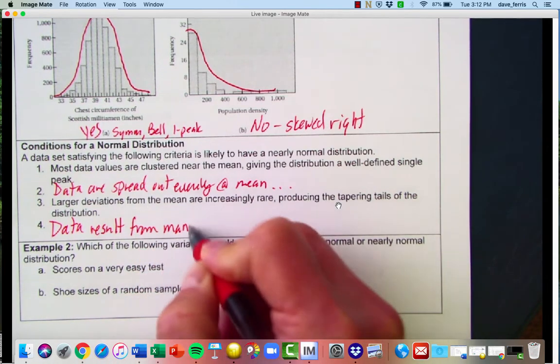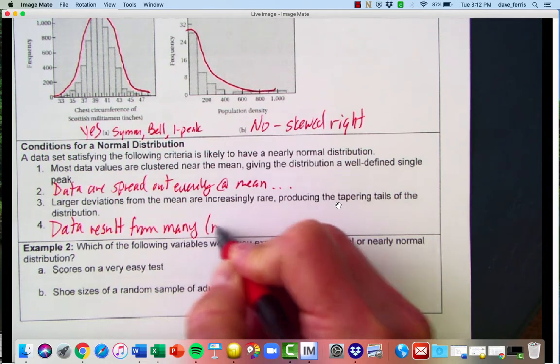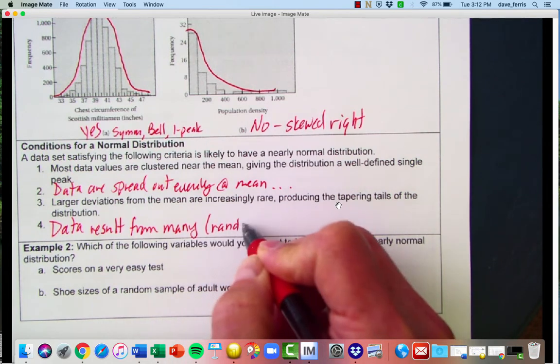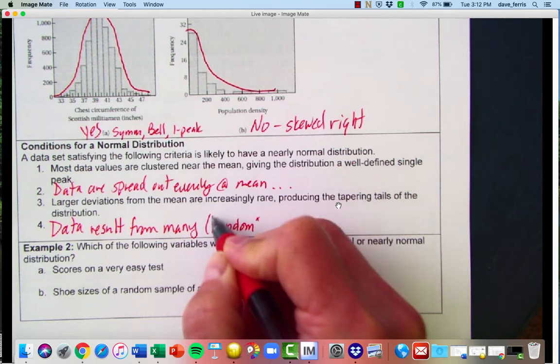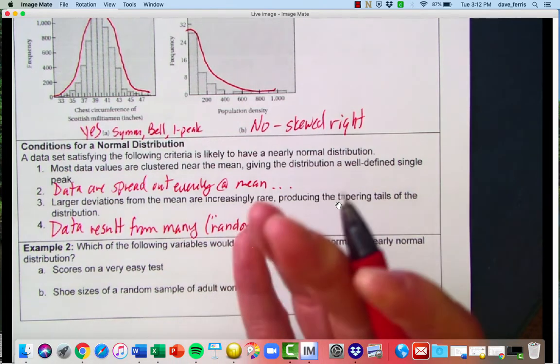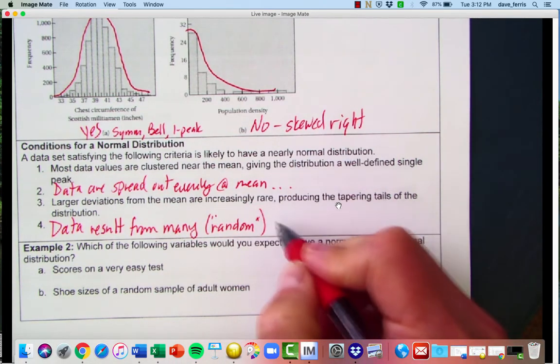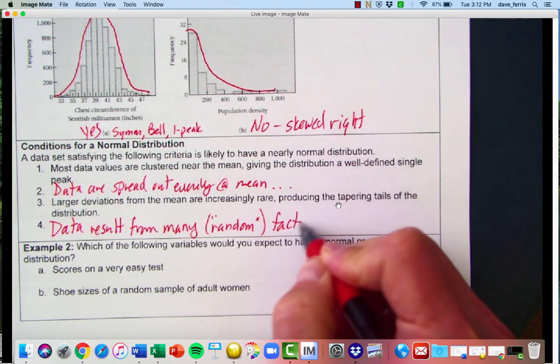from many, and I'm going to add a word that's not in your book. I'm going to say that these factors are sort of random. Now, they may not be like rolling a dice kind of random, but they're behaving like you would be rolling dice or flipping coins. I call those random factors in AP.